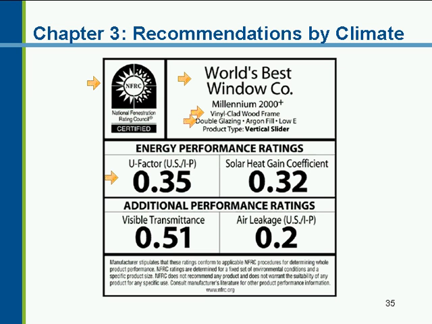The U factor for this product is 0.35, which happens to be the criteria currently for Energy Star in the northern four climate zones of the country. Solar heat gain coefficient of 0.32, visible transmittance of 0.51, and air leakage of 0.2.